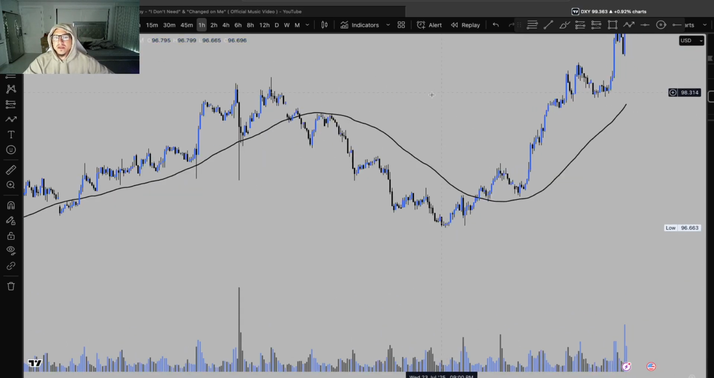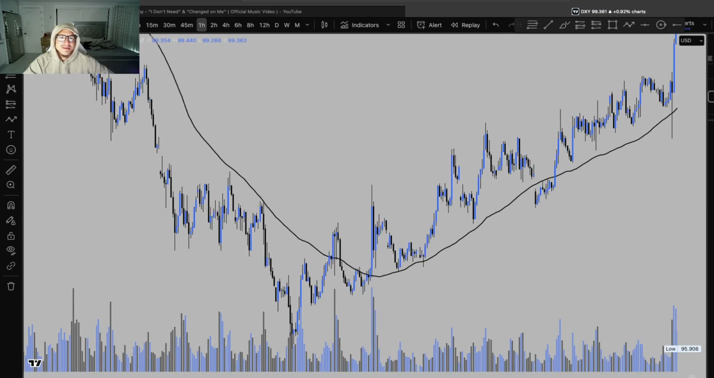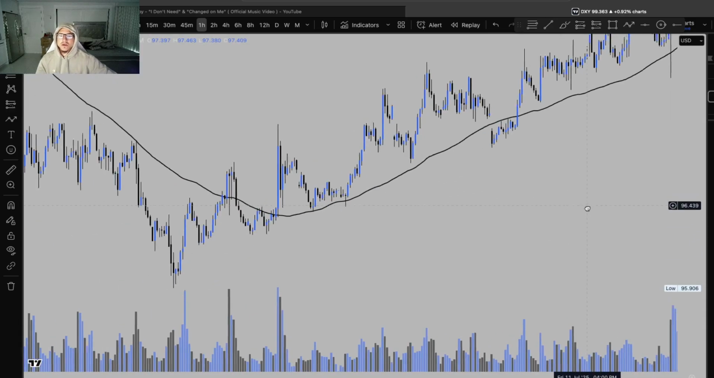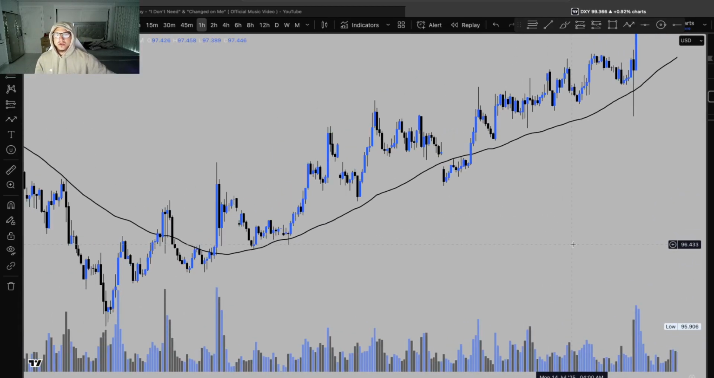But all right, so identifying the trend. We're looking at the market. Just look at it and tell me what you think it's doing. There are two types of trends: uptrends and downtrends. An uptrend is made out of higher highs and higher lows. A downtrend is made up of lower highs and lower lows.